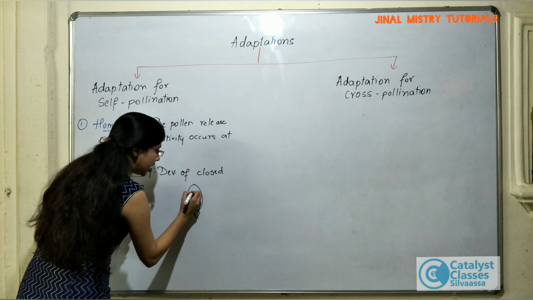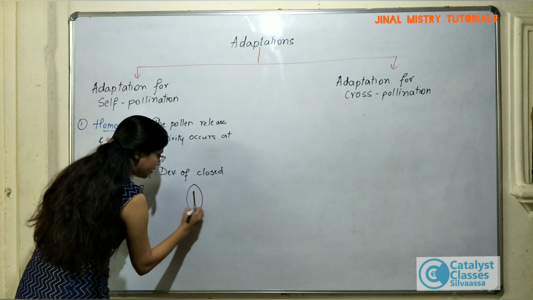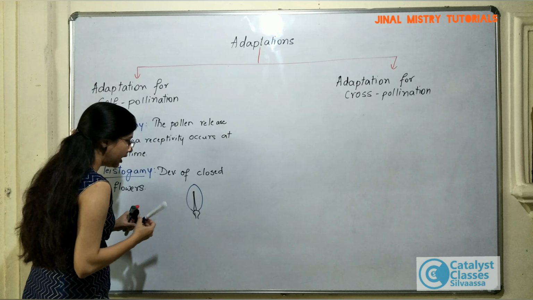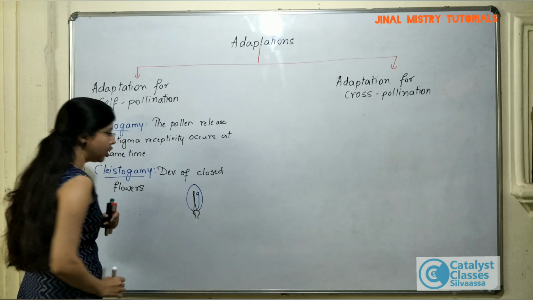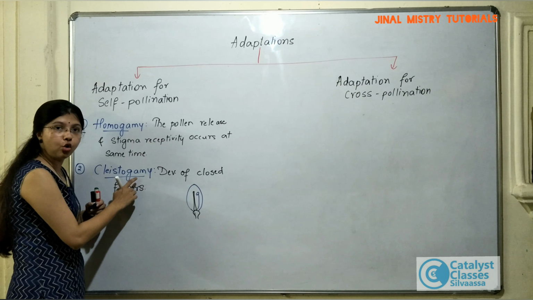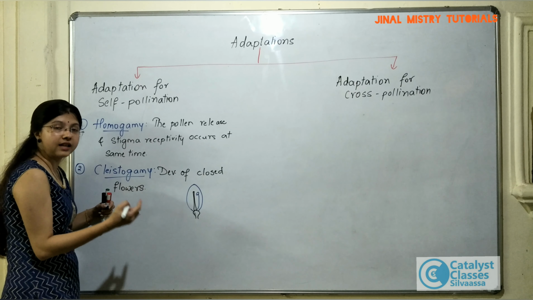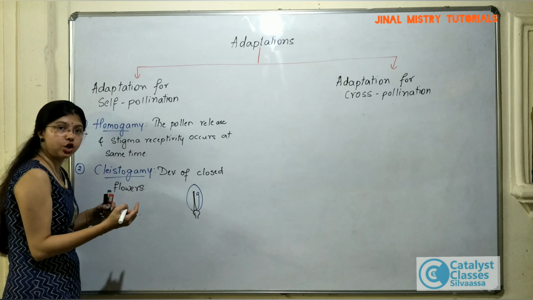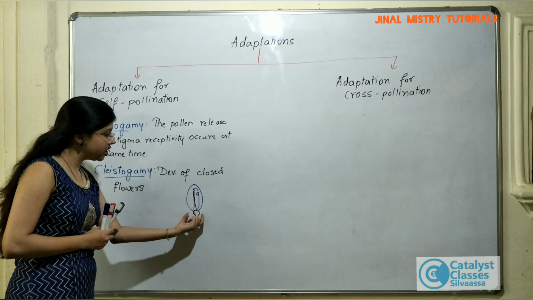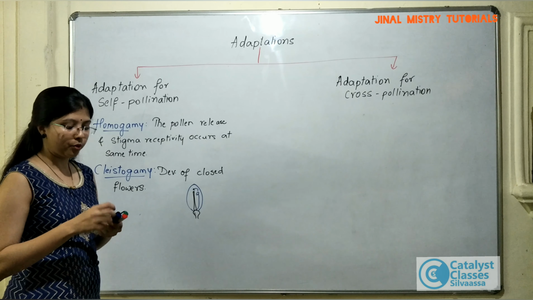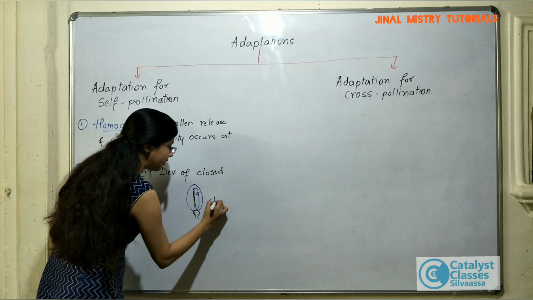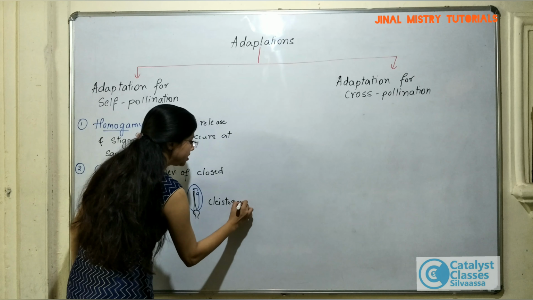So what happens here is, this is the female reproductive part and these are the anthers. If the flower is cleistogamous, that means if cleistogamy is shown as an adaptation, then when the stigma and pollen grains mature, since the flower is closed, the pollen grains will directly land on the stigma within the flower and the process of fertilization can be accomplished. So in this bud condition itself, the flower is going to carry out the process of self-pollination. These types of flowers are called cleistogamous flowers.